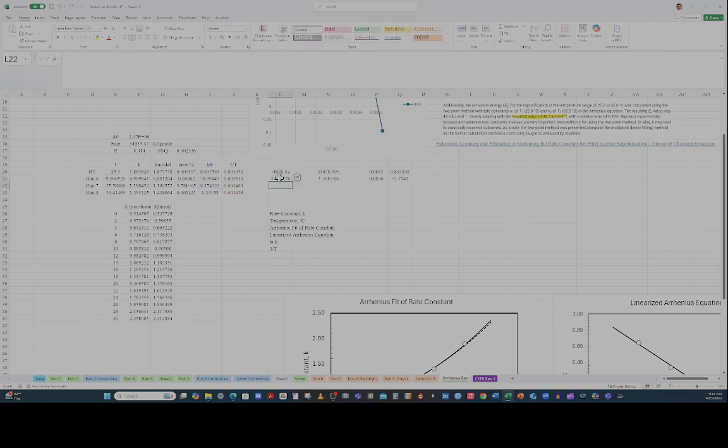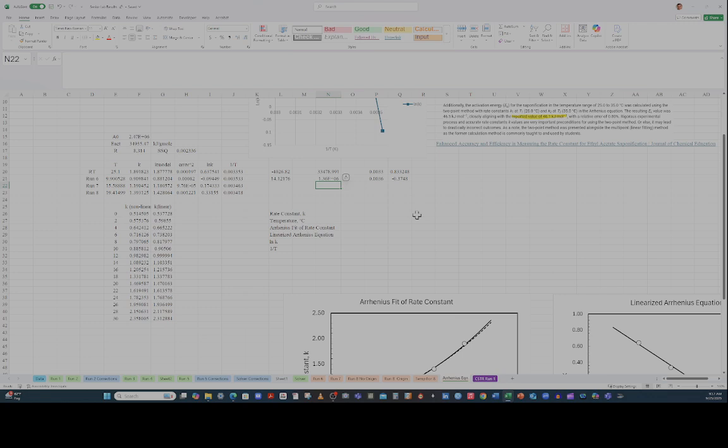So my slope is equal to the negative of the activation energy divided by R. So all I have to do is take the negative of that and multiply it by R, and I get my activation energy at 33,479 joules per gram mole. And my intercept is actually the natural log of my pre-exponential coefficient. So I've got to raise e to the power of that number to get my pre-exponential factor. And so we have our two terms for our rate constant K.